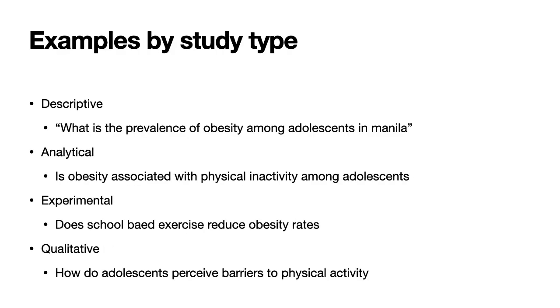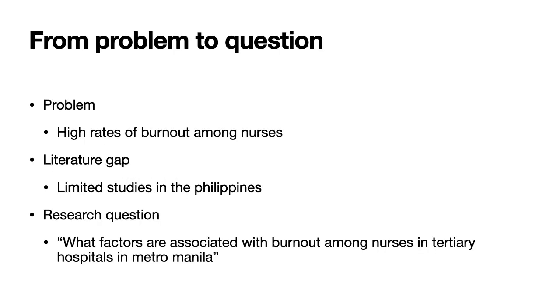For descriptive research: what is the prevalence of obesity among adolescents in Manila? For analytical research: is obesity associated with physical inactivity among adolescents? For experimental research: does a school-based exercise program reduce obesity rates? For qualitative research: how do adolescents perceive barriers to physical activity? Each question requires a different study design.